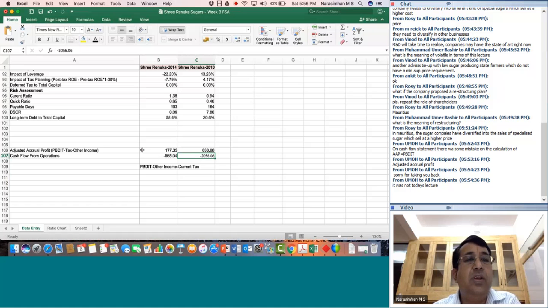As a banker, we need to worry whether this company is actually making profit or not. So when you look into the adjusted accrual profit, it is 177. Here the depreciation is also considered as a cash flow, as a profit element. It's a PBDIT, and when you look into that, we are having a positive number, but cash flow from operating activity is still negative. So this is another major concern area for me as a banker to worry about. Okay.